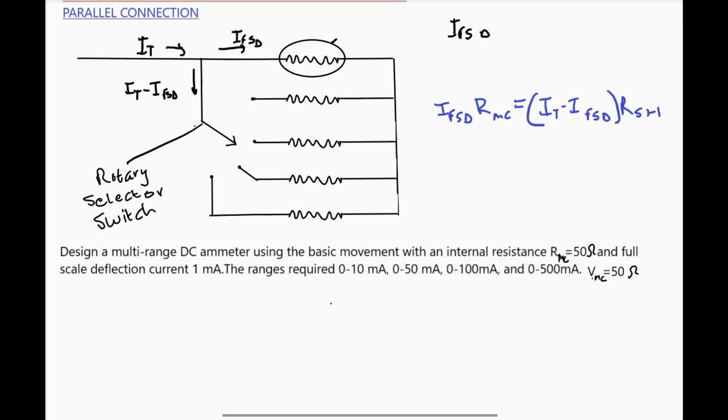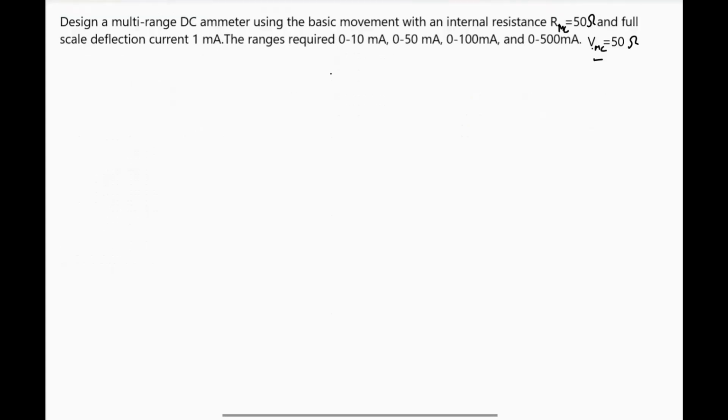I have my question here. Design a multi-range DC ammeter using the basic movement with an internal resistance RMC equal to 50 ohms and full-scale deflection current 1 milliampere. The ranges required are 0 to 10 milliamperes, 0 to 50 milliamperes, 0 to 100 milliamperes, and 0 to 500 milliamperes. The resistance of the meter coil is 50 ohms. Basically the question wants us to find the shunt resistance in the parallel connection, which I'm going to solve.